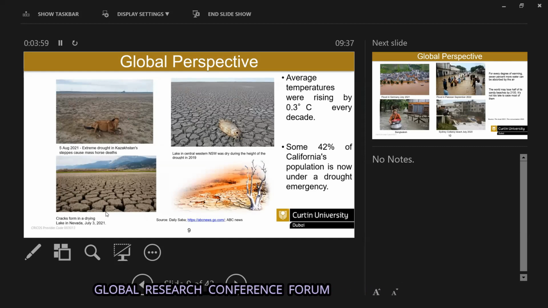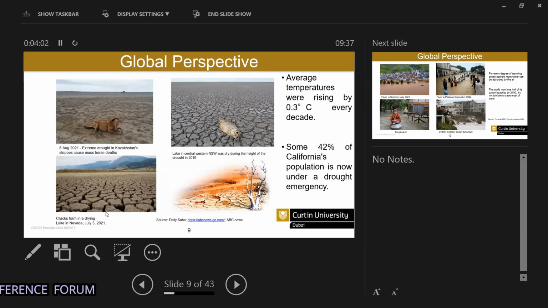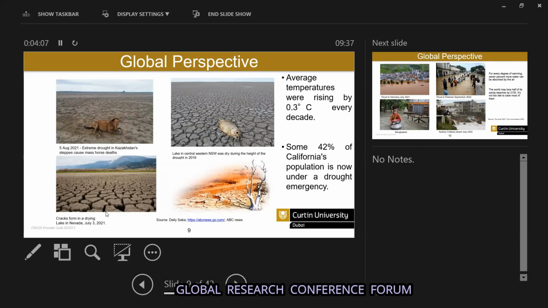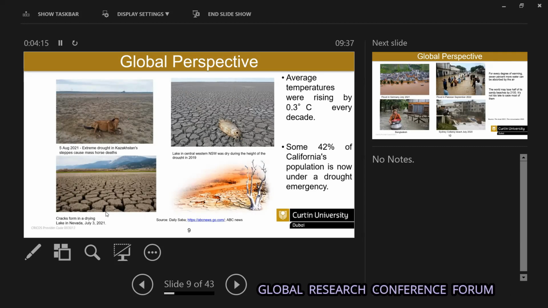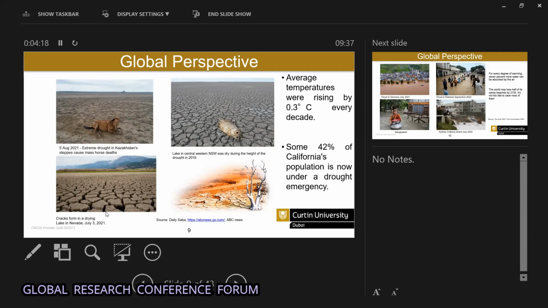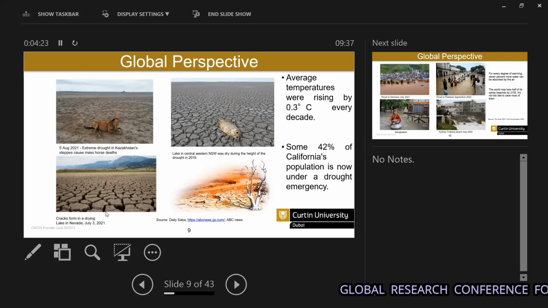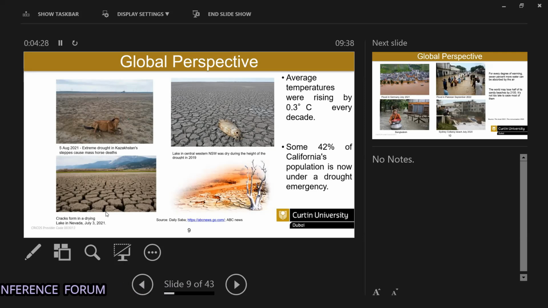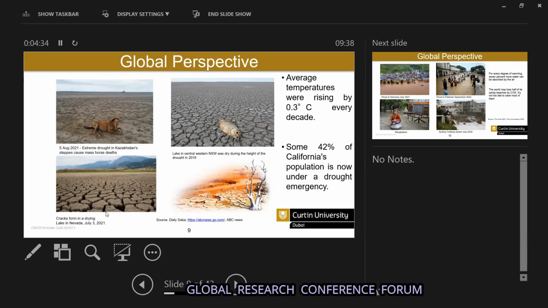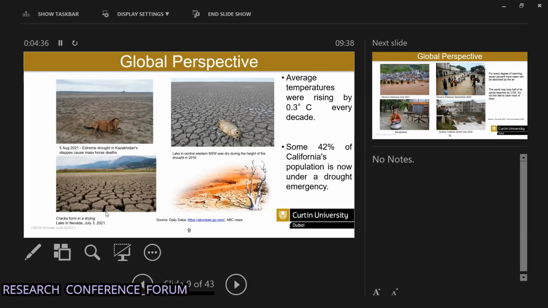Drought emergency is happening in places. Last year, 5th August 2021, extreme drought was declared. By 0.8 Celsius every decade, 42% of California's entire population is now under drought emergency. So this is happening. These are some examples, but many things are happening all over the world.